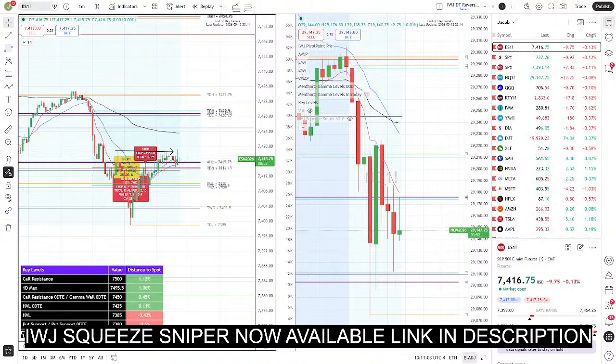NQ just not having it yet, though. Everything's getting sold off the after hours low. 29,170 is a heavily traded zone on NQ, so it's going to be tough for them to get through that. That's going to be really where they're going to continue to run into walls.